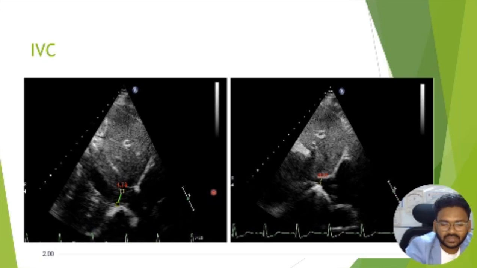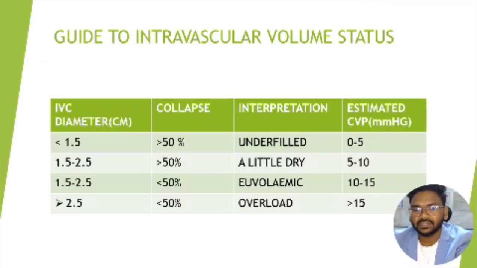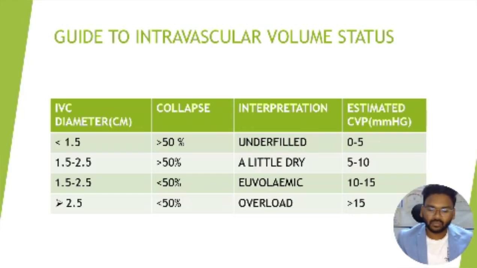And this is the subcostal view for the IVC. This is the IVC, and you can measure the diameter of the IVC, and the IVC is opening into the right atrium, and we can measure the diameter of the IVC and we can check the collapsibility index. So by measuring the IVC diameter, we can find out the intravascular volume status. So by measuring the status of the IVC, we can resuscitate the patient.